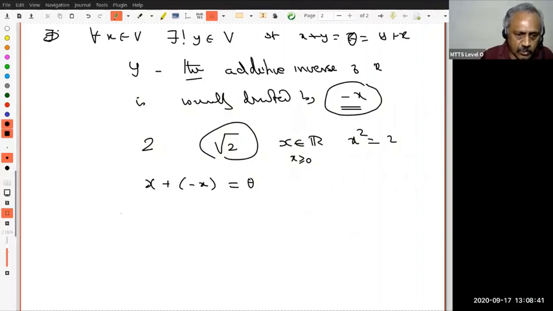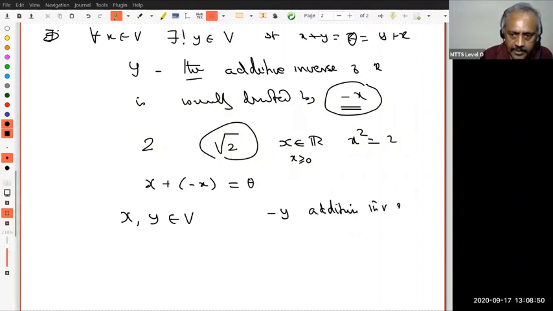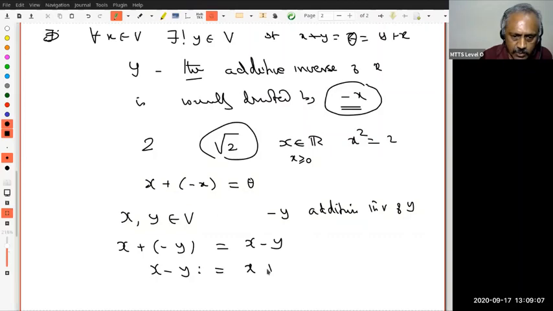Therefore, suppose I have two vectors x and y in V, and let minus y be the additive inverse of y. Then I can add these two vectors, x plus minus y. Notice that this is a vector. Usually we will write this vector as x minus y. That is, we define x minus y by definition as the addition of these two vectors.